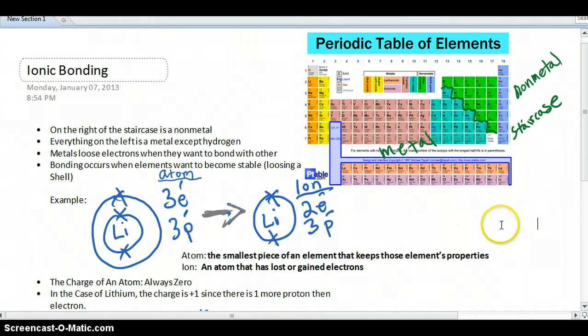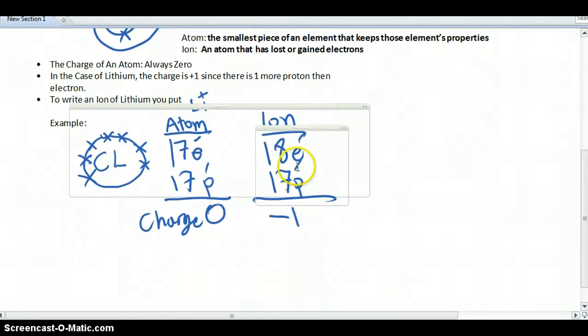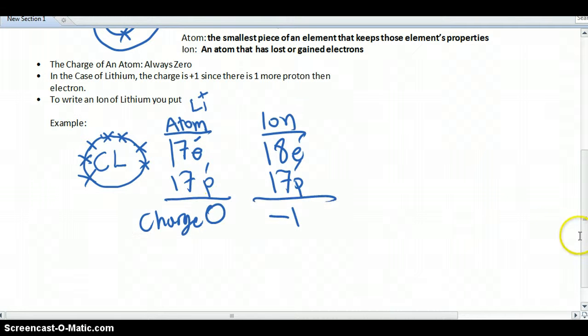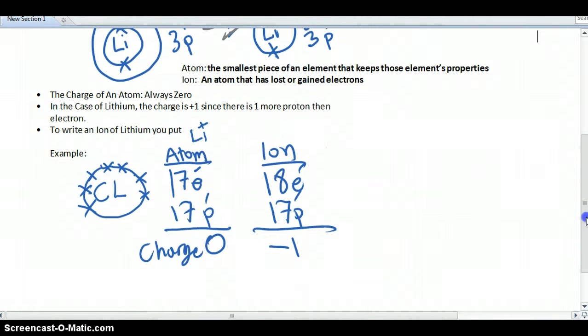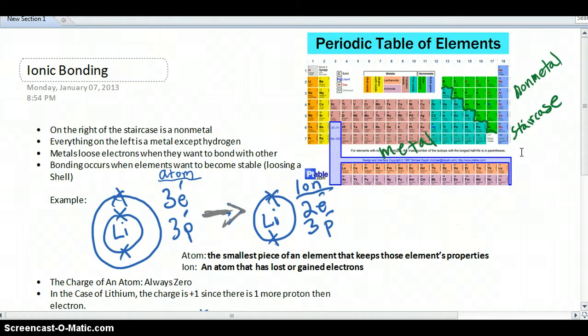But elements can gain or lose electrons. For example, chlorine, which I'm going to show an example of below, actually gains an electron, and this is because there's one more proton than electron. One thing we need to remember is that the charge of an atom is always zero. But with an ion, it can be different, because an ion has a different charge, which is something to be aware of. And one last thing, everything on the table on the left of the staircase is a metal except for hydrogen.